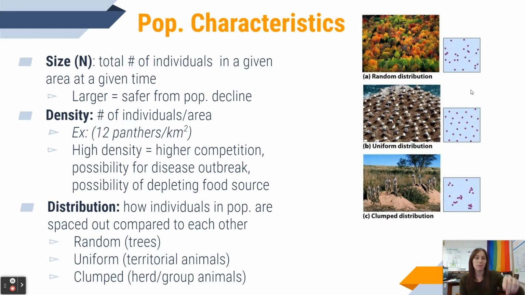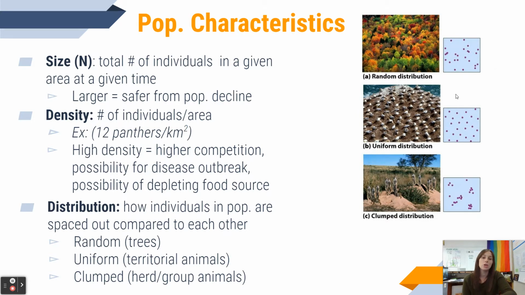The first is going to be random, which you can see up here in the top right. If you look at the diagram here of where the organisms are present, this specific example is going to be trees. You're going to see that they are randomly distributed. There's no uniformity to it. Some of them are in clumps over here, some of them are spaced out over here. So it is random in the way that they're distributed.